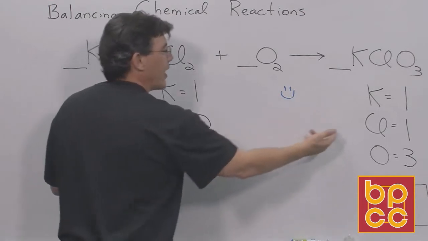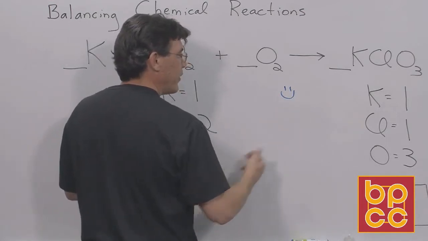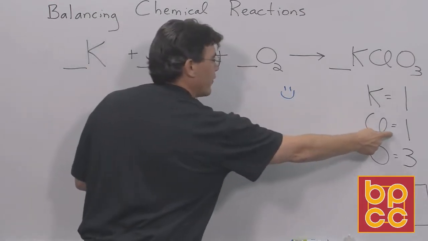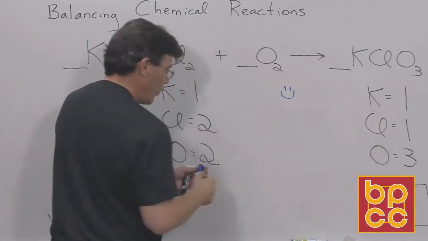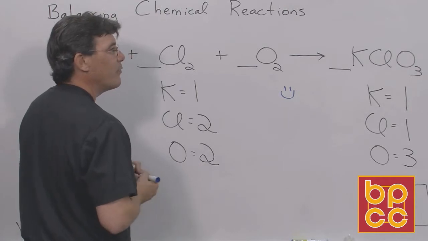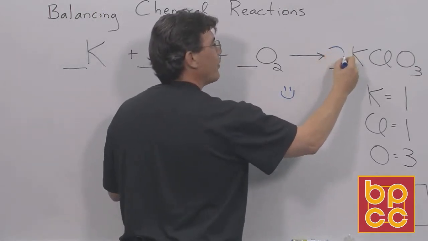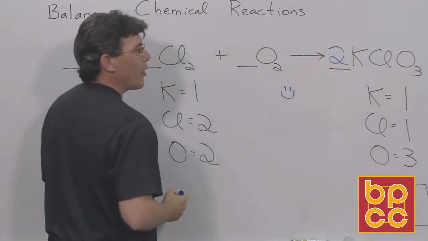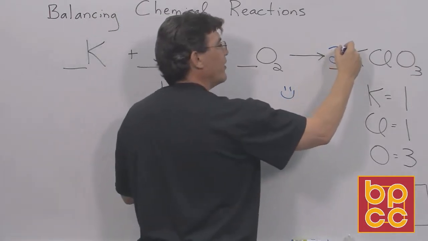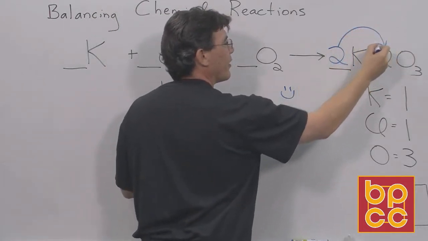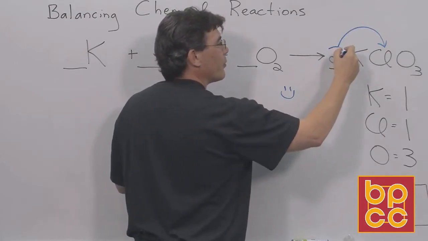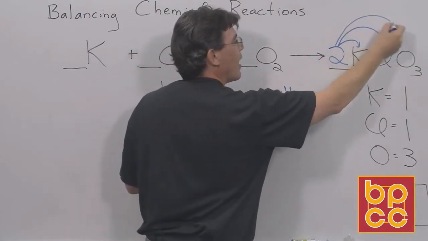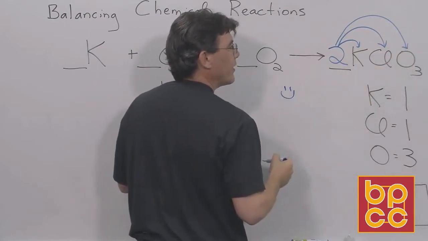So getting back to our elements that are not balanced, the chlorine first: 2 chlorines on this side, 2 on this side, 1 on this side. The only way we can get that balanced is by putting a 2 out in front of the product. That 2 is placed there specifically for this element, but it also has a ripple effect. It's going to also multiply the potassium and the oxygen. But let's take things one at a time.